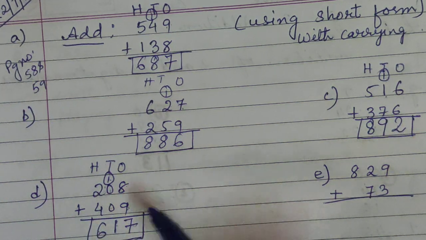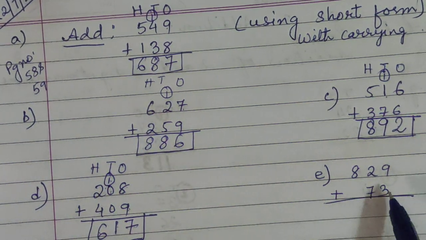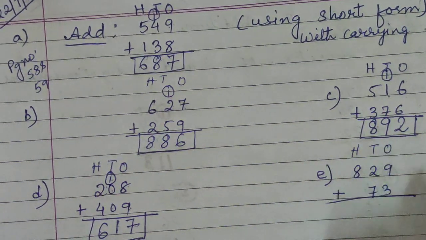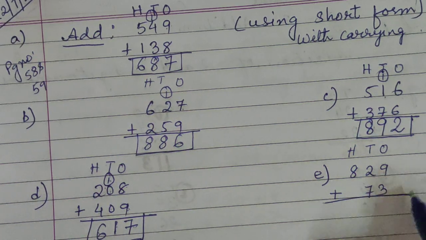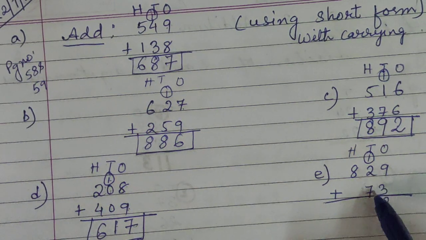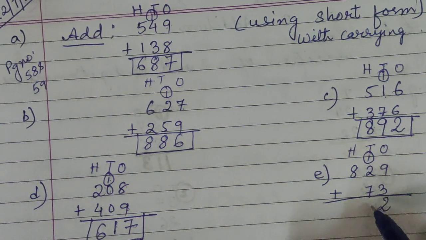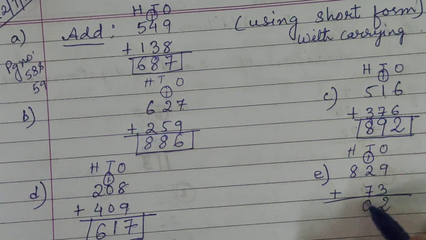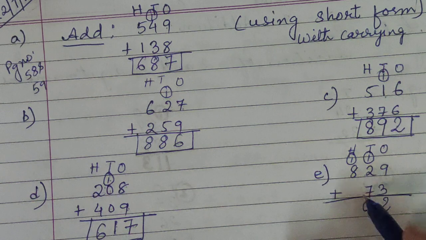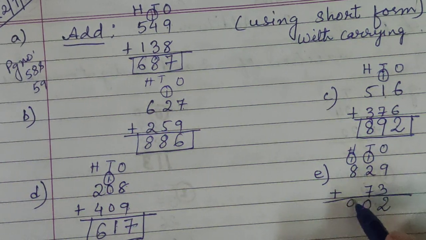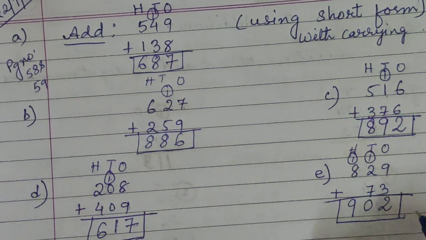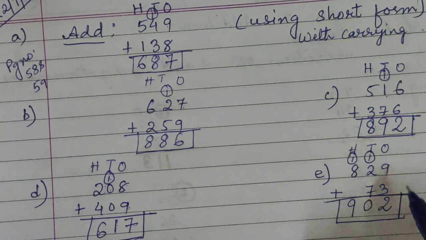Okay. Now come to the next addition. So here again you write hundreds, tens and ones. So 9 plus 3, 12. 1, you have to keep it up. So 7, 8, 9, 10. So again you have to keep in hundreds 1. So directly 8 plus 1, 9. 902 is the answer. So this way you have to do the addition with carrying.